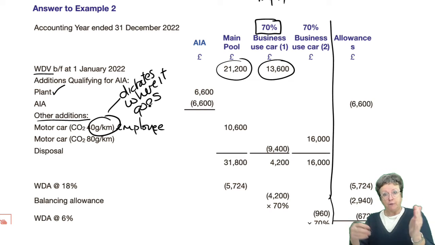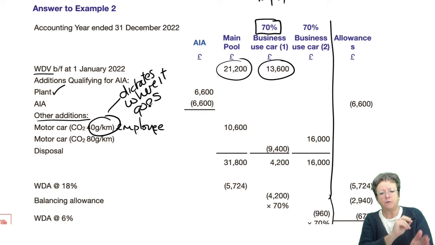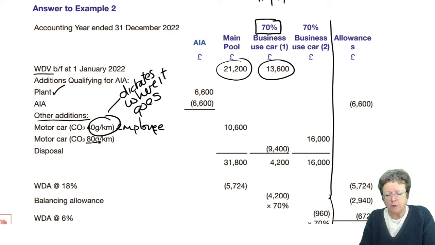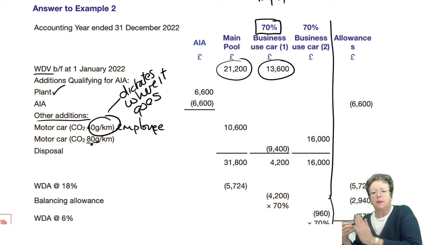If you have the question next to you, you can tick them off as you're doing them to make sure you've included everything. So you tick off the 2 written down values brought forward, tick off the plant, tick off the employee's car. Now tick off the car that she bought. We're doing additions first. She bought this car. Now it doesn't matter what the grams are. The grams will reflect the written down allowance, but because it's a private car, it goes in its own column.